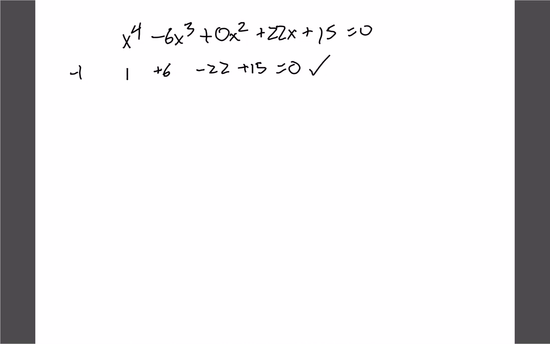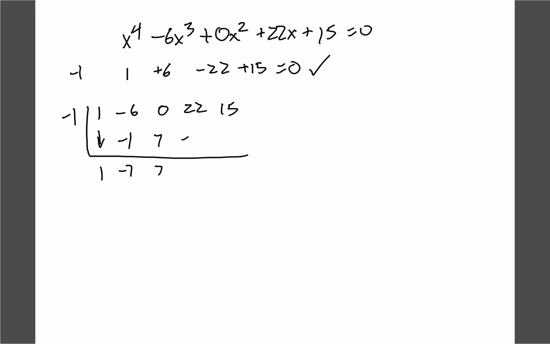So that means x plus 1 will work. So let's do long division using negative 1. So we'd have 1, minus 6, 0, 22, and 15. So we'll bring down our 1, multiply, add, multiply, add, multiply again. That would give us 15. And that's it. So we know x plus 1 is one of our factors, or x equals negative 1 is our solution.